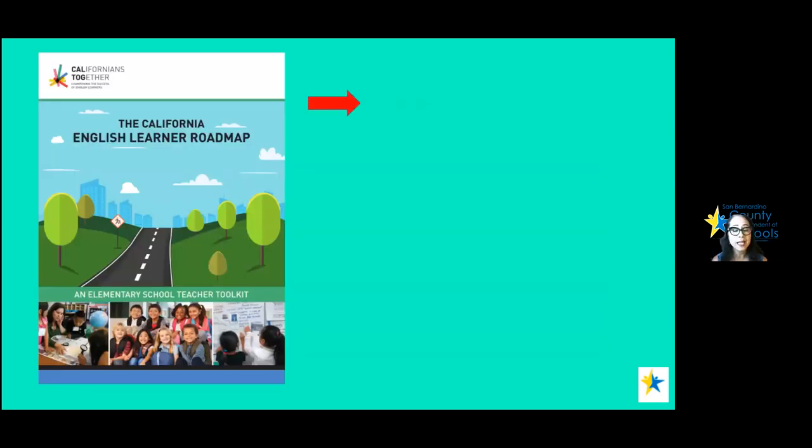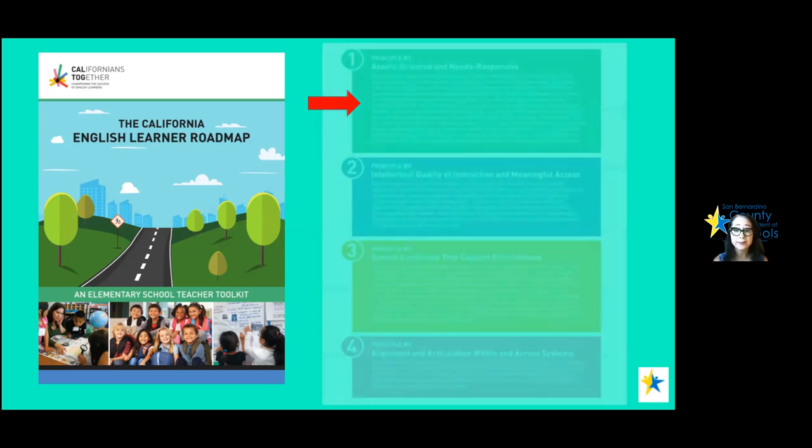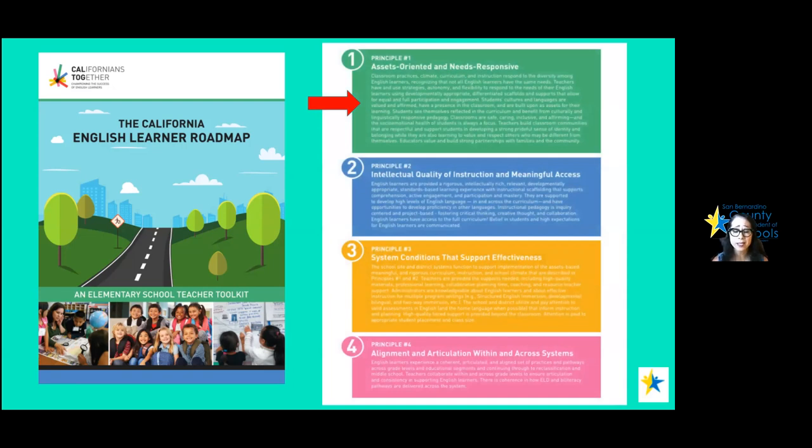So we want to connect all that we've been talking about, it's also included in the California English Learner Roadmap. And the English Learner Roadmap is a policy that was passed by the State Board of Education, and it's a guide on how to implement English learner programs to the ultimate level. And so today we just want to share principle one, because that talks about setting the environment for the students and beginning the year and every year with thinking about all the assets that our students bring to us, to the classrooms, and being responsive to their needs.